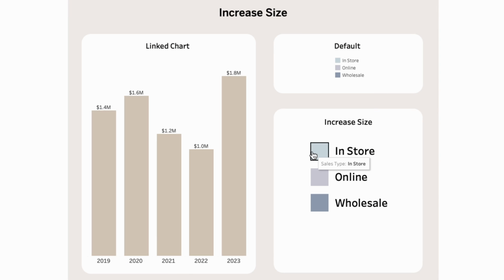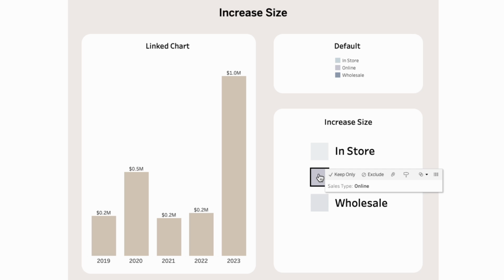Now when I click on the square for in-store or the actual in-store text, I can see that it filtered my bar chart for only in-store sales.